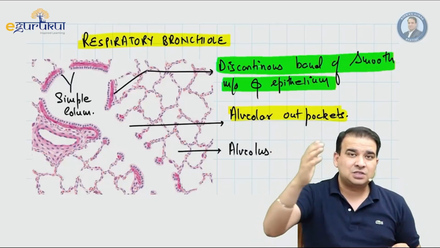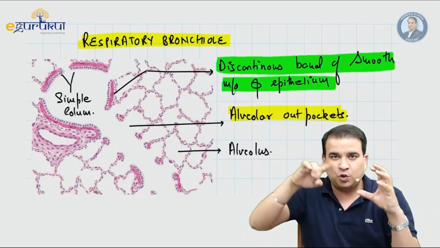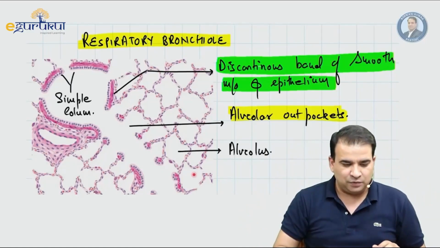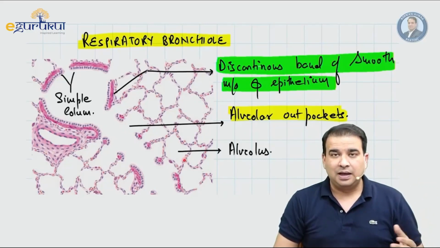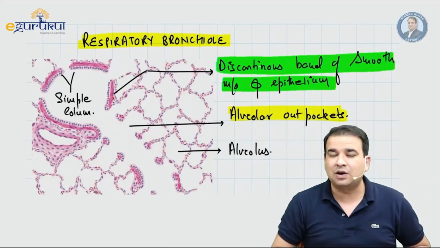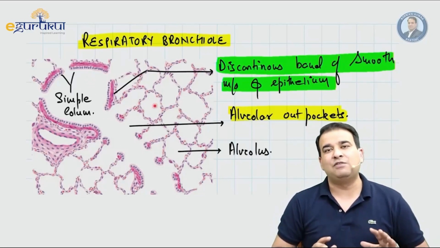And because it is a discontinuous band of smooth muscle, you will not see the mucosa thrown into folds, because it is not a continuous band around it. So if you look at this picture here, there is no mucosal fold to be seen in this part. In fact, because of this discontinuity, you see all these gaps in between, and these are called alveolar outpockets, which lead into the alveolus.